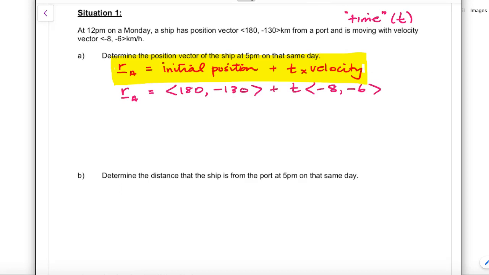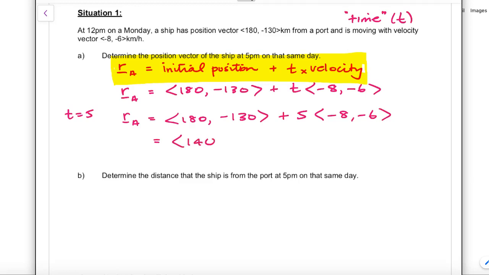What we actually want to find out in this first question is where is the ship at 5 p.m. on that same day, so exactly 5 hours later. So when t is 5. Well, this is very easy knowing that we've just set up this displacement vector. So ship A is going to be 180, -130 plus 5 lots of its velocity vector. And we can work that out to 140, -160.